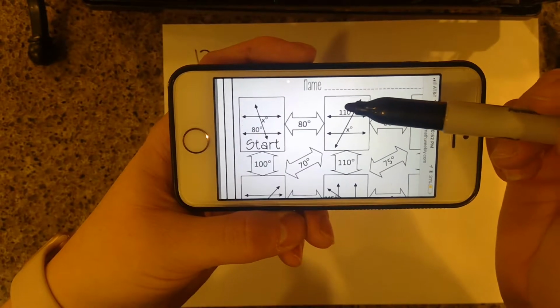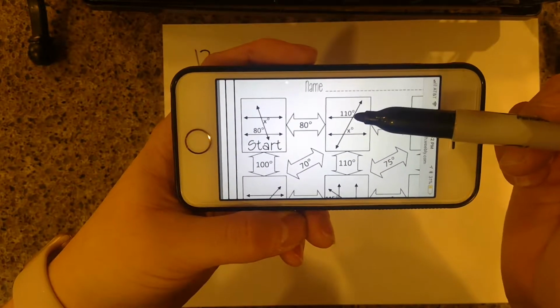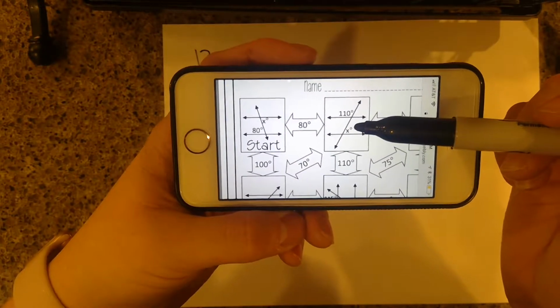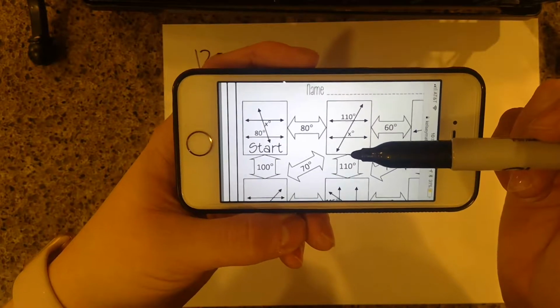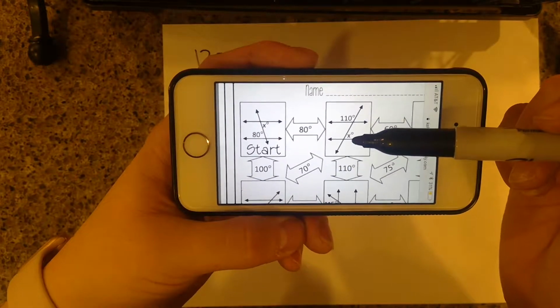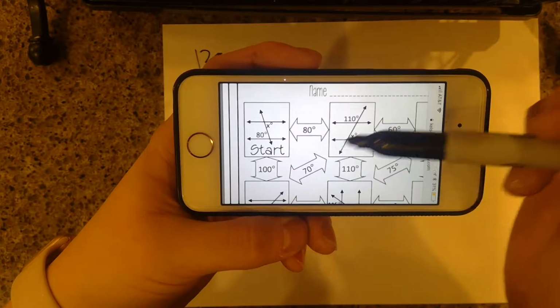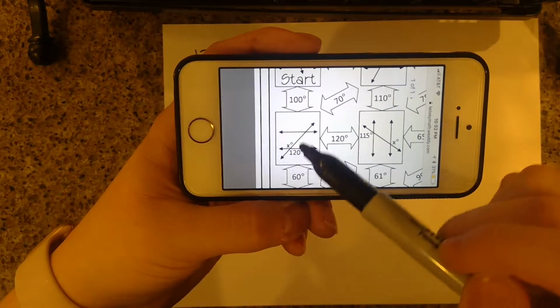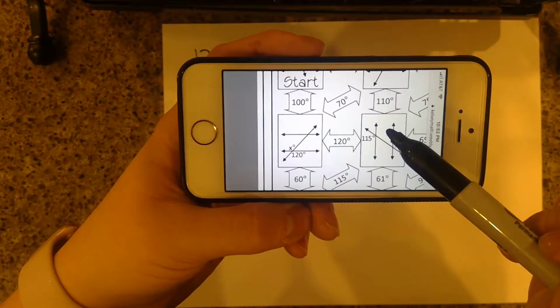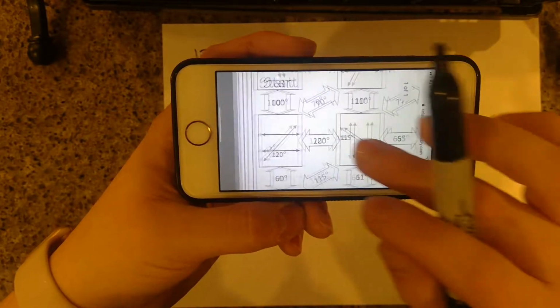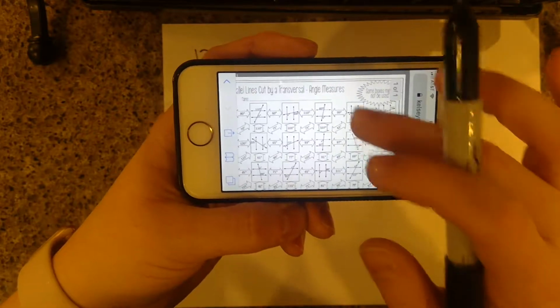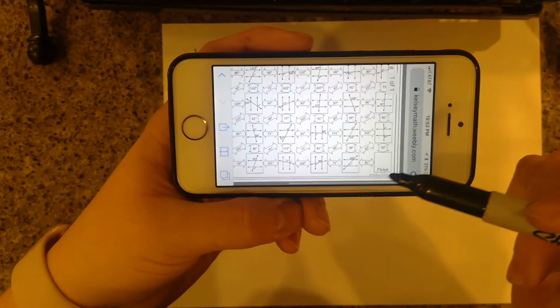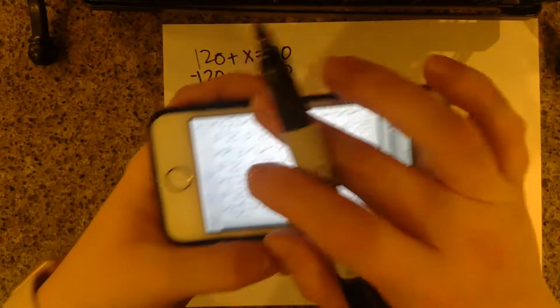Then you look at these and you say, okay, so this is 110. And you have to say if x is congruent, which means it would be 110, or if they're supplementary, which means it would be 70. So in this case, it would be 70. So then you go down to this one. These are vertical angles, which are congruent. So you go to 120 and then so on from there. And you're trying to get to the finish, which is right there in the bottom right corner.